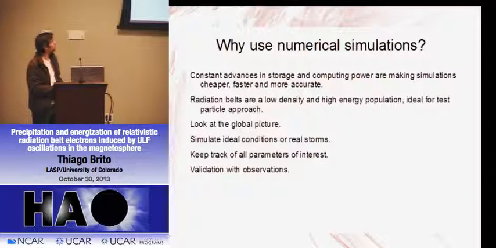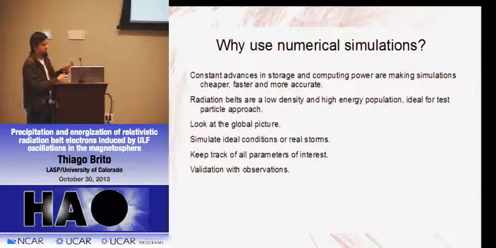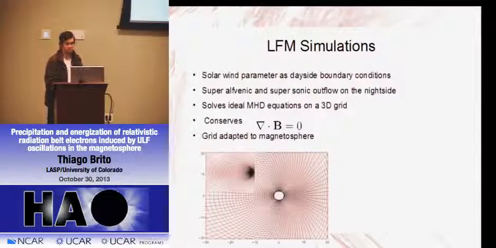So for the simulations that we are doing, the radiation belts are an ideal population for the test particle approach, which we use. We don't need to worry about self-consistency because the particles are so low density that they don't contribute to the fields. It's also good to look at the global picture as opposed to satellite measurements. We can simulate ideal conditions as well as real storms. And it's also important to compare with observations to see if our simulation is working.